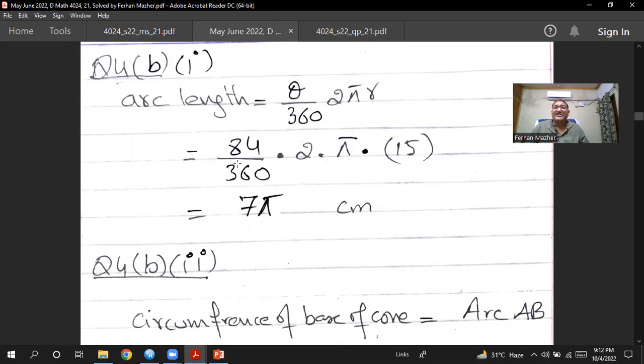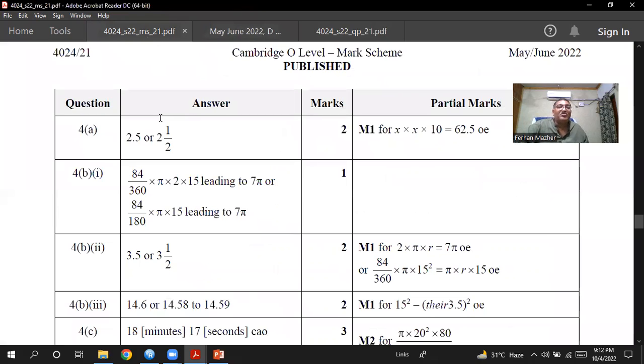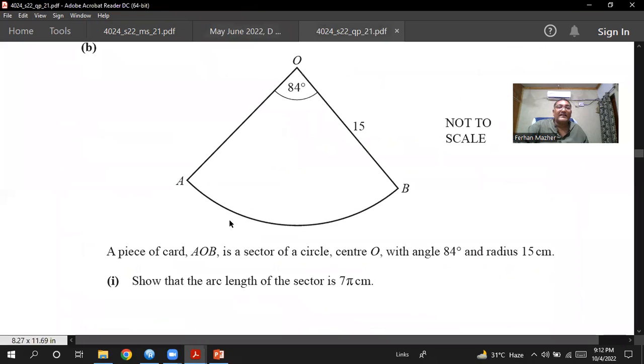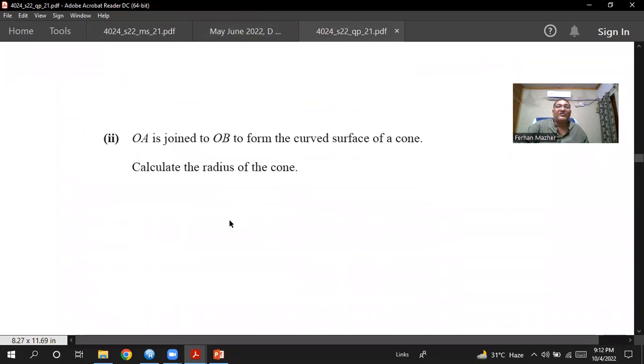So when you enter these values in your calculator, 84 multiply 2 multiply 15 divided by 360, it will give you 7. So the answer will be 7 pi. So this is what you have to show. We only have to show this. So our answer is right. It was a 1 mark question.